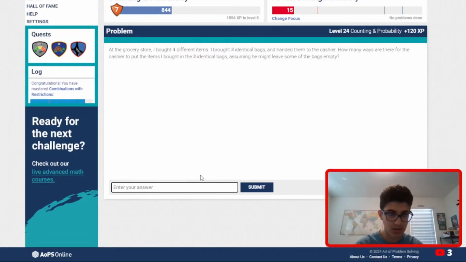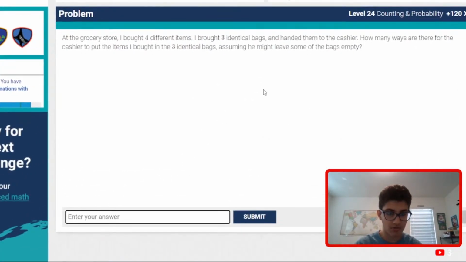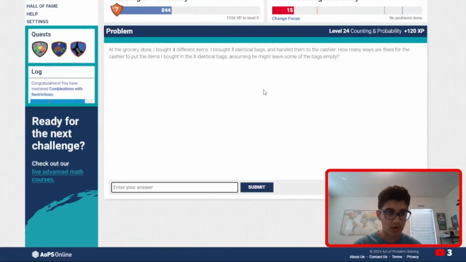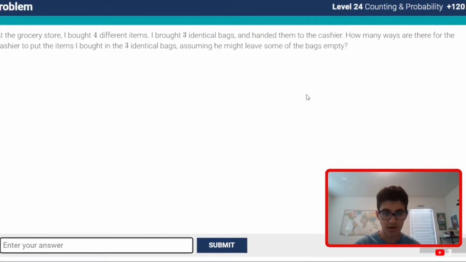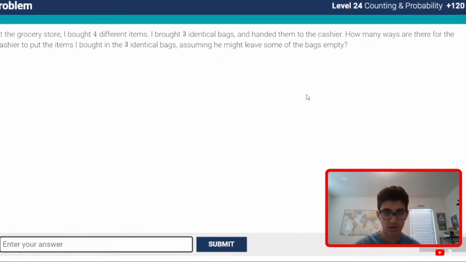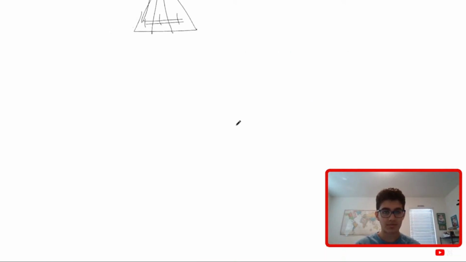Good. Got this. At the grocery store, I bought 4 different items. I bought 3 identical bags. Oh, wait, we're done with combinations and restrictions. So this is distinguishability now. 4 different items, 3 identical bags, and handed them to the cashier. How many ways are there for the cashier to put the items I bought in the 3 bags? So he could leave them empty as well, right? So basically, 4 different items, 3 identical bags.